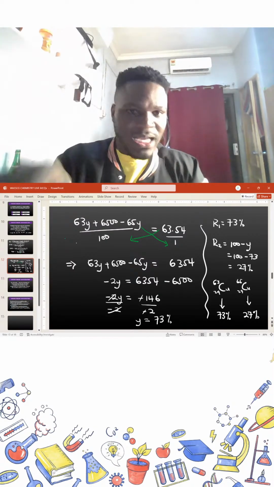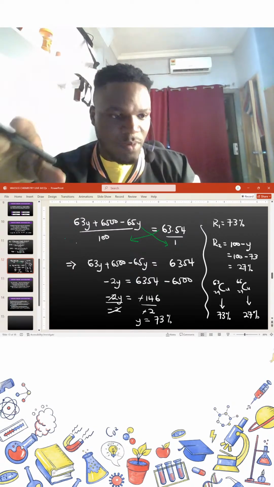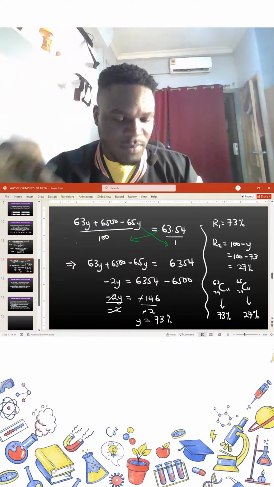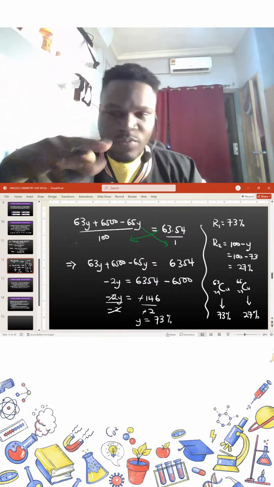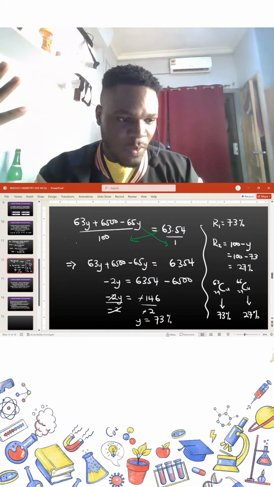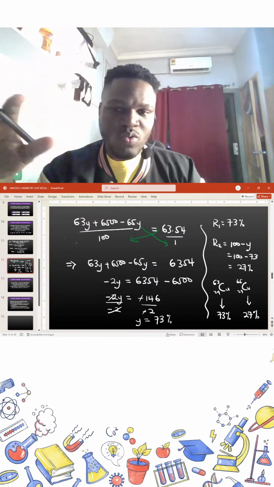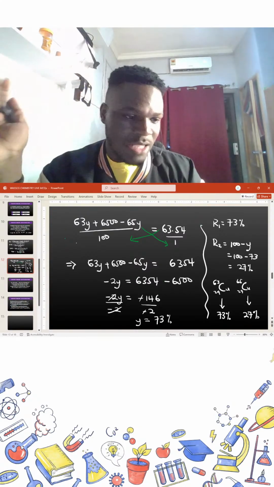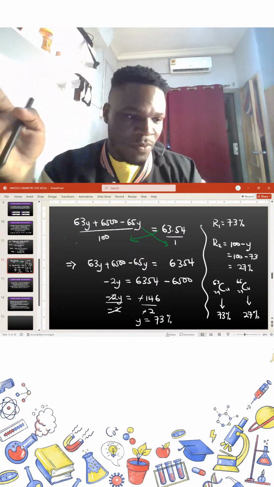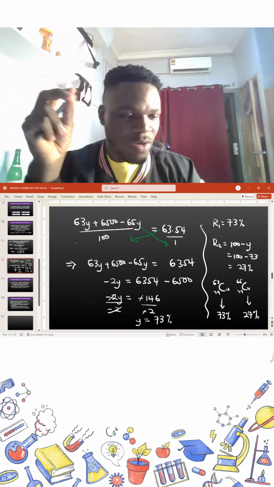Okay, so basically this is how we solve this particular problem. Sometimes you'll be given the percentage of one and you have to find the percentage of the other. But other times you will not be given the percentages at all. So when you're not given the percentage at all, as in this case, you have to represent one by y and the other by 100 minus y.